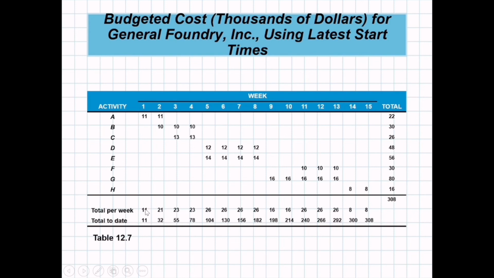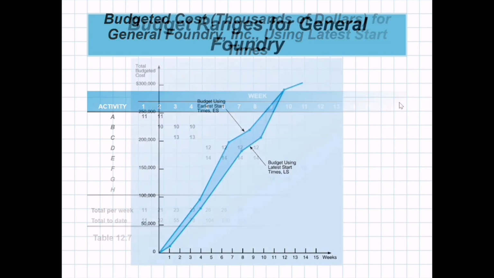So, week 1, 11,000. Week 2, 21,000. Week 3, 23. And this is 23 plus 32 is 55. 11 plus 21 is 32, and so on and so forth. So this is the total budget. Okay? This is the number of weeks and this is the activity and the total budget.